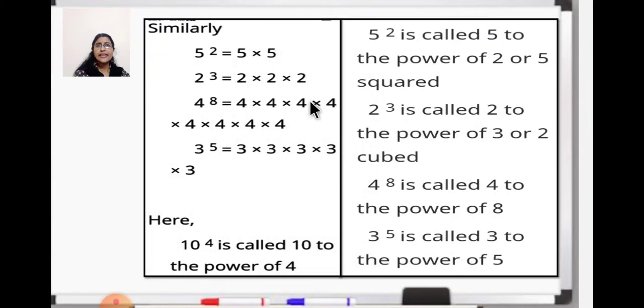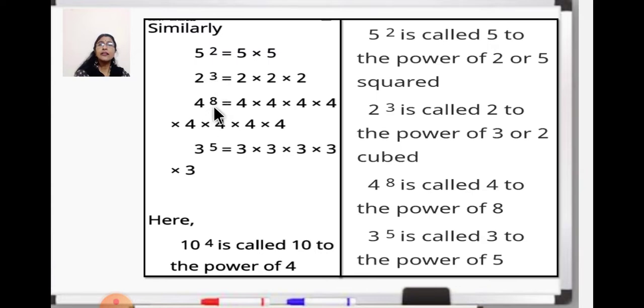Now next example, if it is 5 squared, you can see here, it will be written as 5 into 5. You have to see the power. Here 2 is written. That means this is the base which we have to write 2 times. We have to multiply the base 2 times. Now next example, 2 cubed is given, and you will write this as 2 multiplied by 2 multiplied by 2. So this base will be written 3 times.